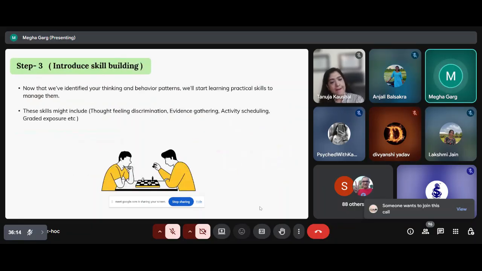So now the next thing is step 3, introduce skill building. This is a very important step in the middle phase. So after we identify the client's thought patterns and behavior patterns, now we start talking about the practical skills with the client.